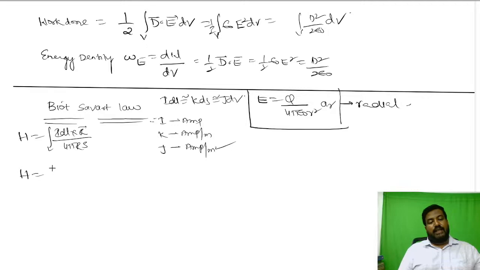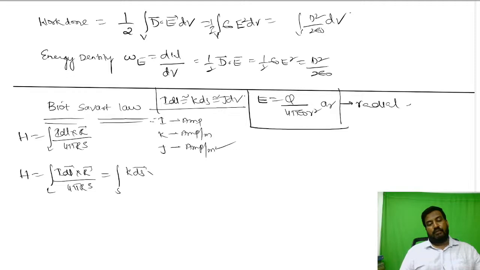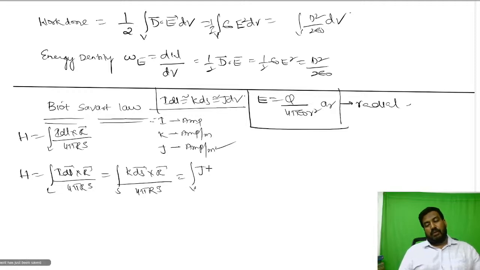Therefore, the magnetic field intensity H will become line integral of IdL cross R by 4 pi R cube. Applying this equality here, surface integral of KdS cross R by 4 pi R cube, volume integral of JdV cross R by 4 pi R cube.